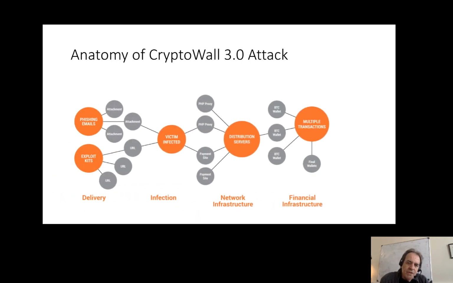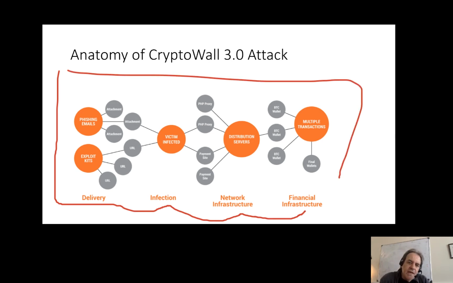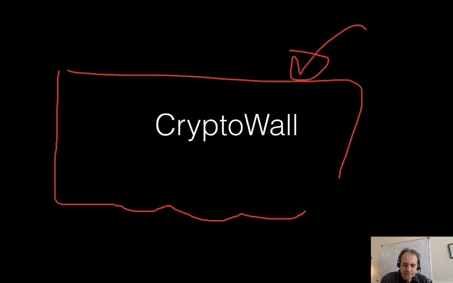CryptoWall was one of the most successful, and it had a whole infrastructure of support for the crime, from delivery to infection, a whole network infrastructure for payments, and then a whole financial infrastructure for the back end. So CryptoWall 3 allowed a complete infrastructure for crime to happen and gave us the concept of crime as a service.